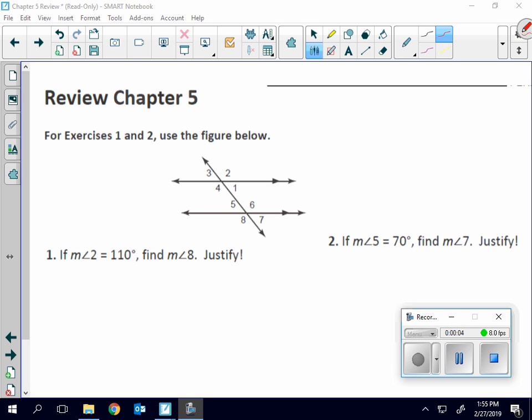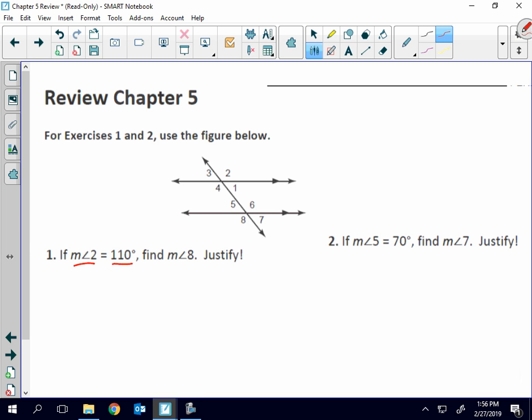This is a review of Chapter 5. Number 1 says, if we know the measure of angle 2 is 110 degrees, that's here. Okay, that's 110 degrees. Find this measure right here. Well, to me, they both look obtuse. So if they're both obtuse, then they're the same. They are congruent. So the measure of angle 8 is 110 degrees since it's the same.